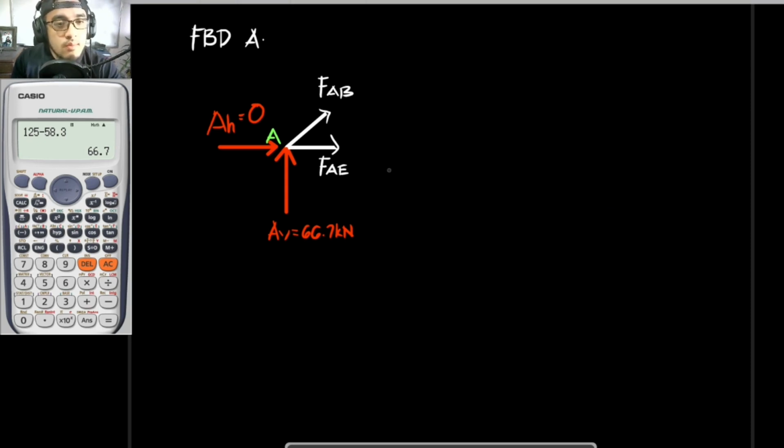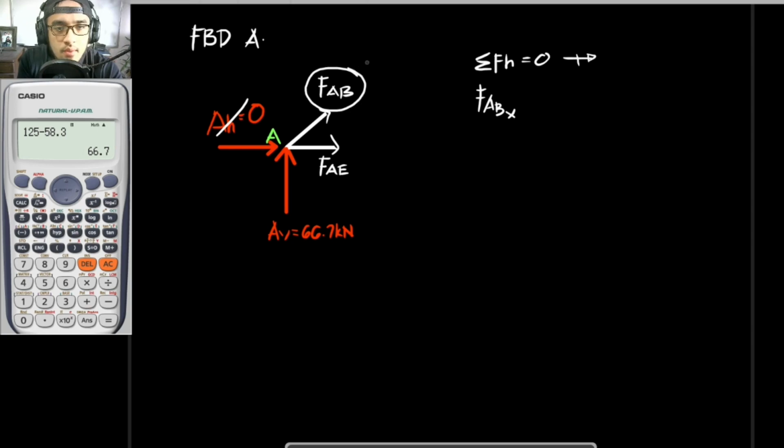Okay, so now I would be solving for this using the equilibrium conditions, summation of forces horizontal and summation of forces vertical. For the summation of forces horizontal equal to 0, I would be assuming to the right is positive. That is to be AH, but since AH is equal to 0, I would not be including that. And as for FAB, the X component of FAB, FABX, plus FAE is equal to 0.